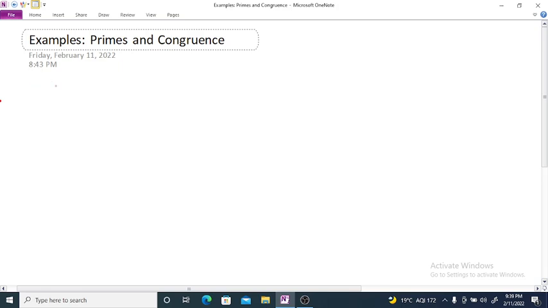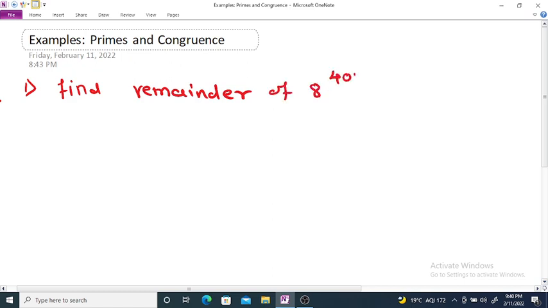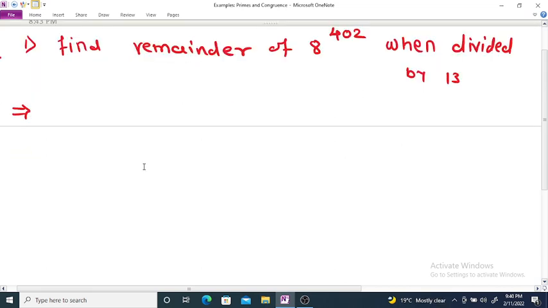Examples on primes and congruence relation. The first example: find the remainder when 8 raised to 402 is divided by 13. Now, to determine the remainder of this number, we are going to use Fermat's theorem.